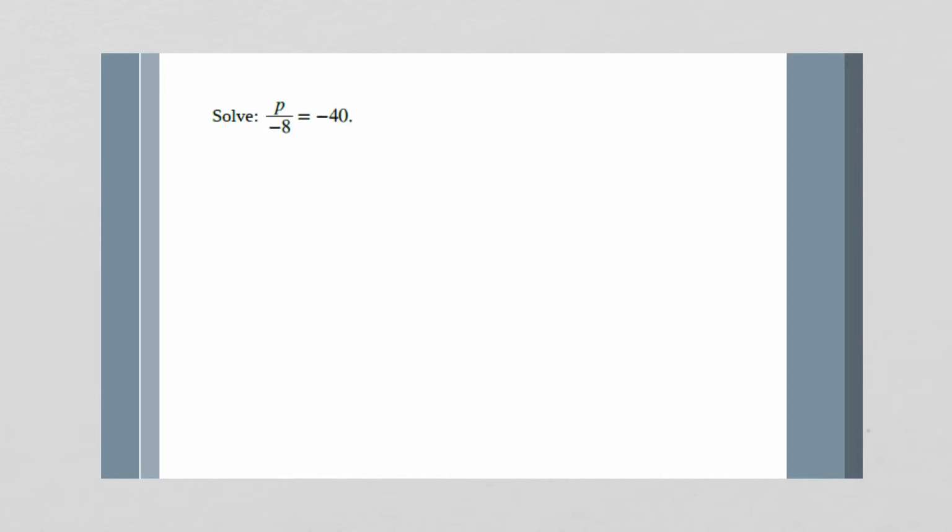Okay, so look at this one. A lot of people automatically jump to the number 5, but that is the incorrect answer here. So you've got p divided by -8 is equal to -40. In order to solve this, you have to multiply both sides by -8.